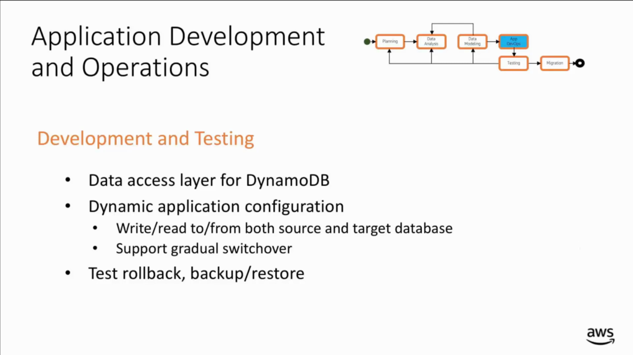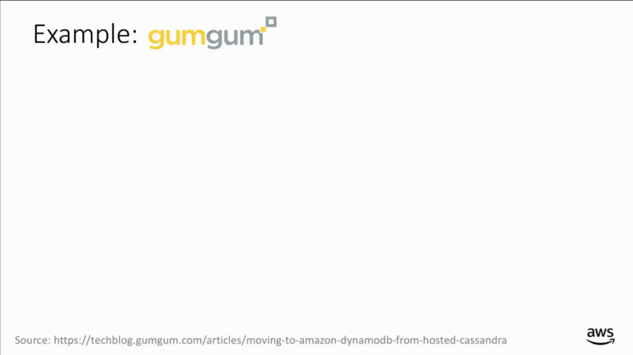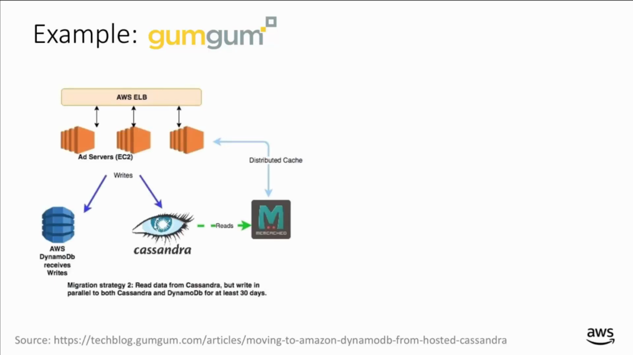Let's take a look at one customer example. This is a customer, GumGum, and in fact, their migration is well documented, described in their own blog post, which is referenced right here. In their case, the lifetime of their data was about 30 days. And that meant that after 30 days, data becomes unusable or basically not relevant anymore.